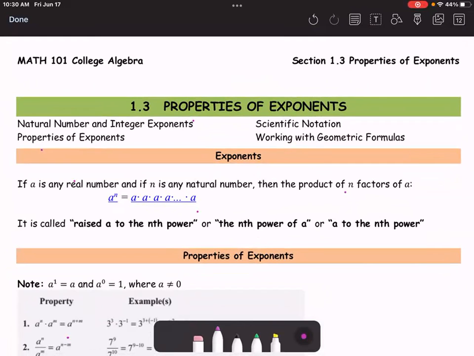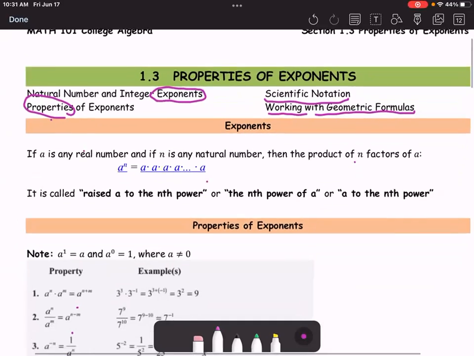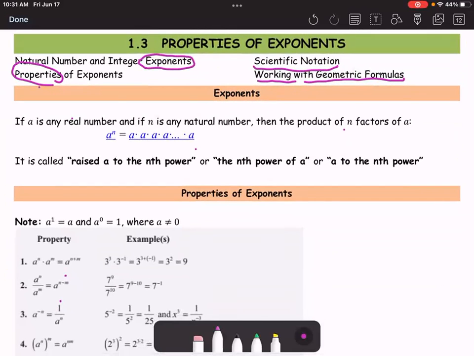Section 1.3 Properties of Exponents. In this section, we will look at natural number and integer exponents, properties of exponents, scientific notation, and problems involving geometric formulas. By definition of the exponents, if A is any real number, N is any natural number.